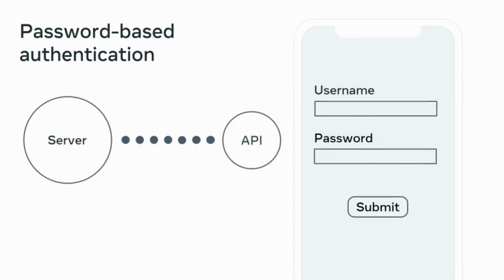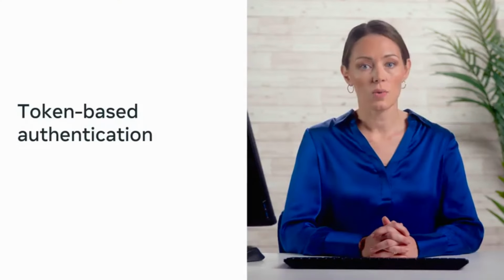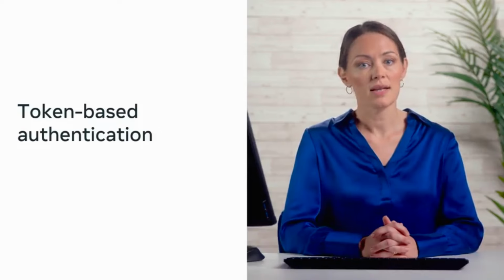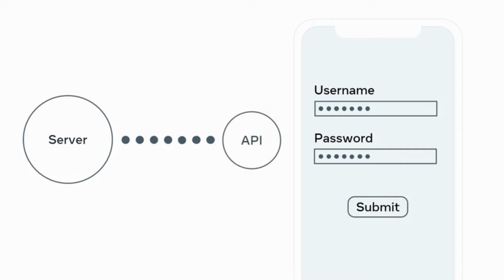Then you can verify these credentials and deliver the appropriate response. However, sending a username and password every time is frustrating, and it is also not secure. That's why token-based authentication is the most popular method when it comes to API authentication. In this approach, users send their usernames and passwords once.